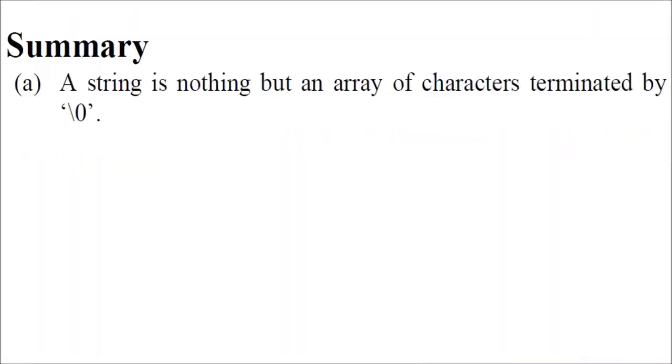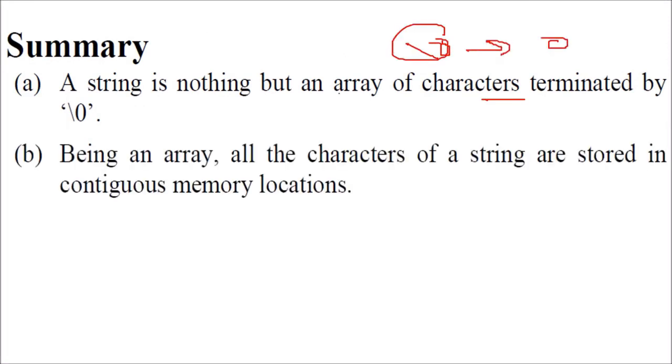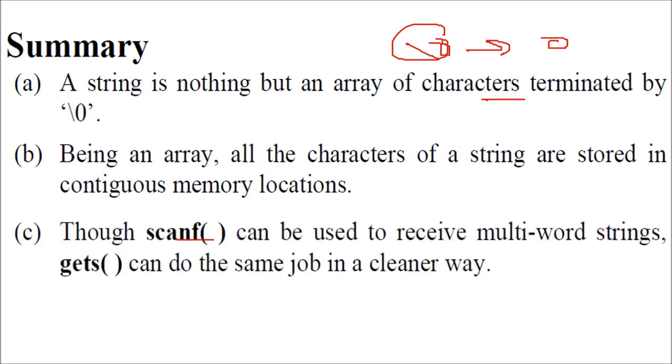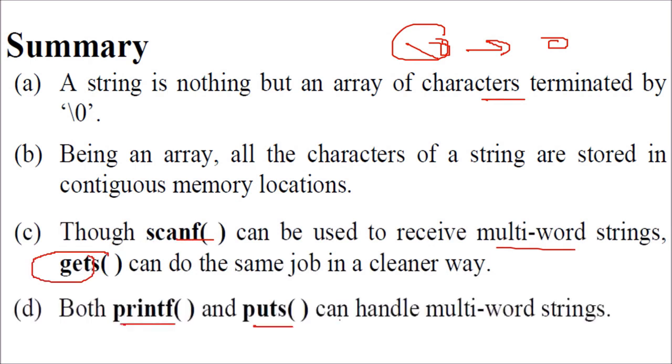So let us summarize what we have seen in this chapter. The string is nothing but an array of characters which is terminated by \0. This is the null character; its ASCII value is 0. And because it is an array, all the characters are stored in contiguous memory locations, one by one. Scanf can be used to receive a multi-word string. Gets can do the same job in a cleaner way. Printf and puts are able to handle multi-word strings, meaning words separated by blanks.